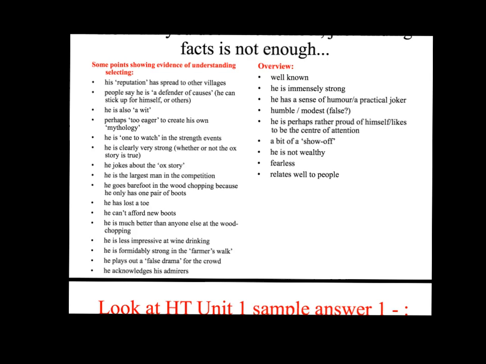We also learn that he goes barefoot in the wood chopping because he only has 1 pair of boots. We know that he's lost a toe. We know that he can't afford new boots. He's much better than anyone else at the wood chopping. He's less impressive at wine drinking. He is formidably strong in the farmer's walk. He plays out a false drama for the crowd, and he also acknowledges his admirers. So in terms of the overview, what could you comment on? Well, he's well known. He's immensely strong. He has a sense of humour. He's a practical joker. He's humble and perhaps quite modest.